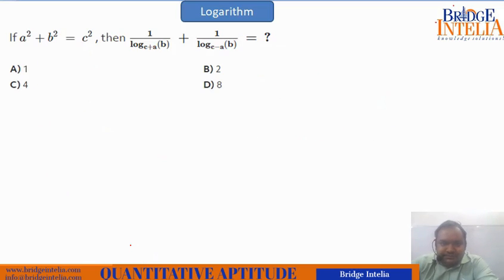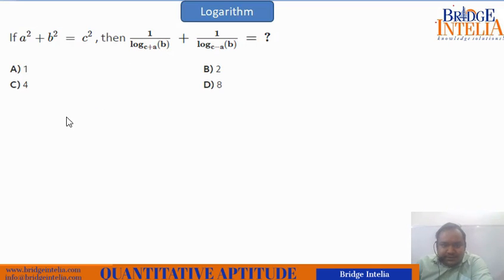So now let us see how to solve this. This is a very good one. So let's see. A Pythagorean triplet has been given. a square plus b square is equal to c square. So you know, real numbers such as these are known as Pythagorean triplets, such that a square plus b square is equal to c square. Anyways, now based on this relation we are being asked to find the value of this expression. So let's see what we are being asked to find.